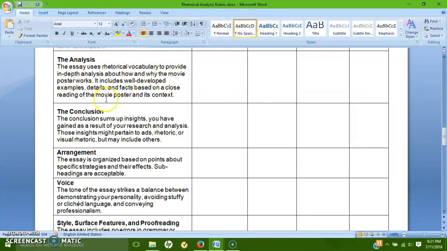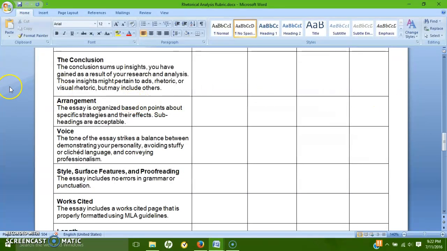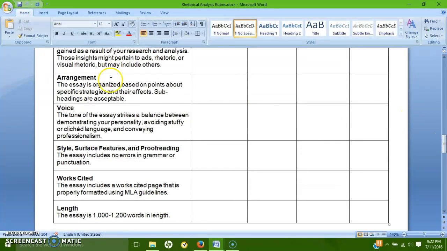The analysis. This is the why of the paper. So remember I said the description is the what, and the analysis is the why. Why does something work the way it does? That's going to be this whole column here. The conclusion, again, a prediction, solution, consequence, etc. Arrangement, this is your topic sentences, concluding sentences, essay organization, all that's here. Voice, this is the tone of the essay. You can read the information there.